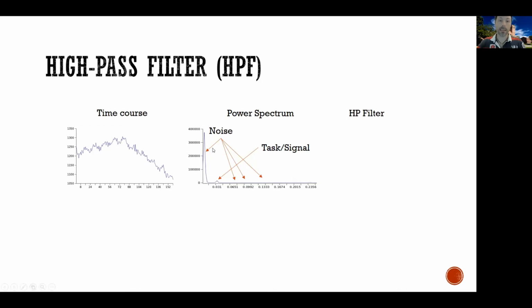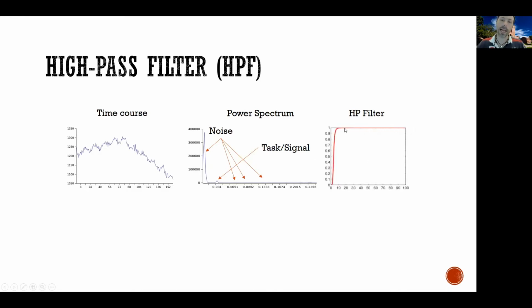For example, this is the periodicity of my task. So the bulk of the noise is below the periodicity of my task. So it's a low frequency noise. In order to get rid of it, we're going to use a high pass filter, which means we're going to use a filter that allows high frequencies to pass and cuts off low frequencies, which is what we want to do here. The filter looks like this.